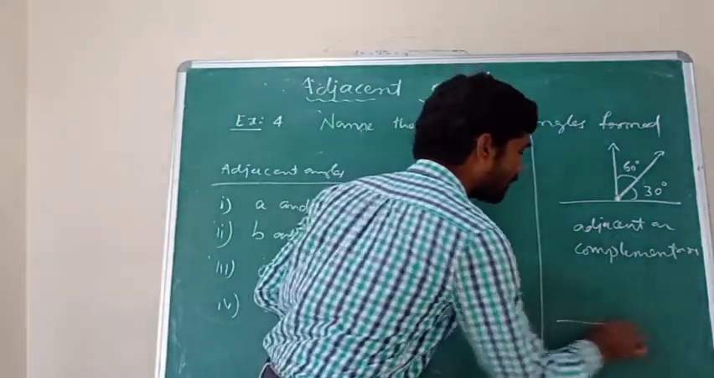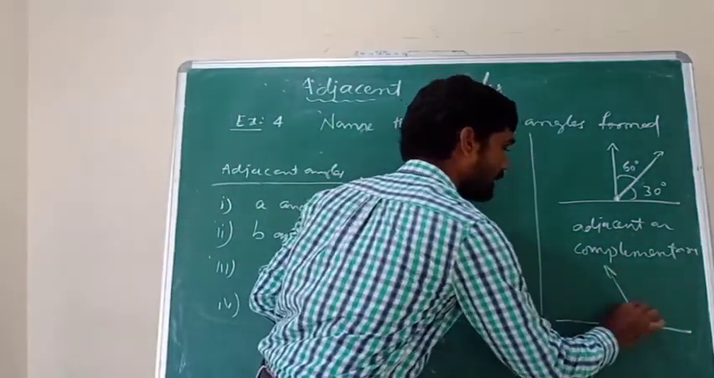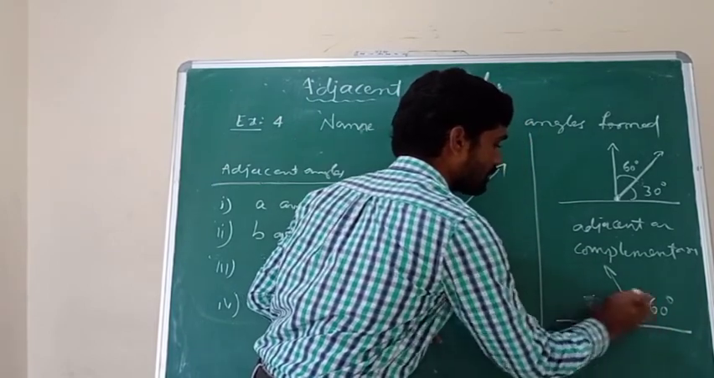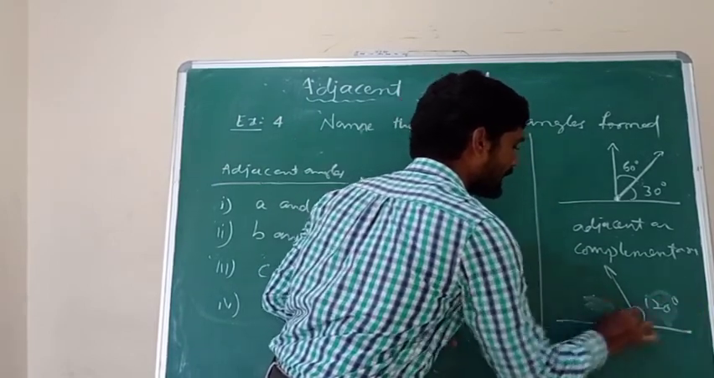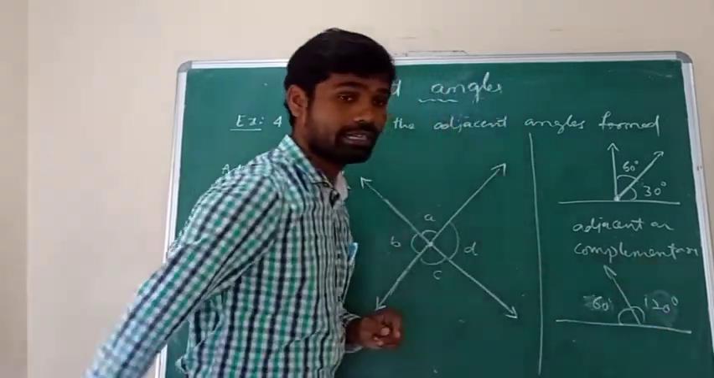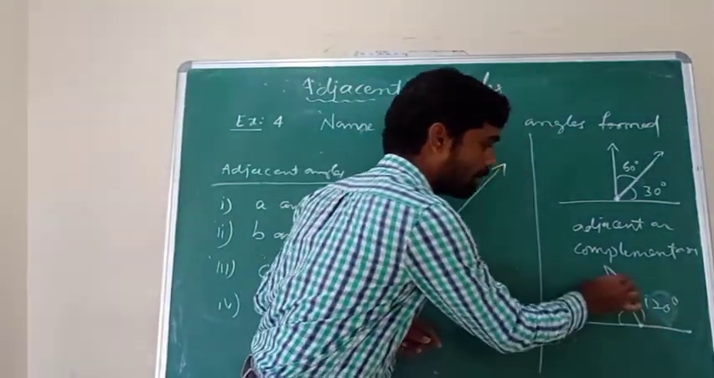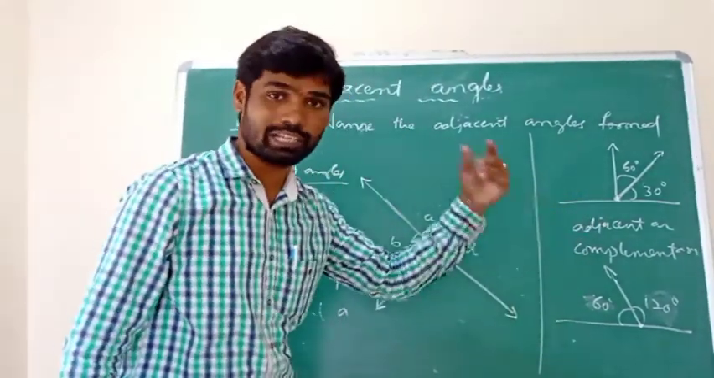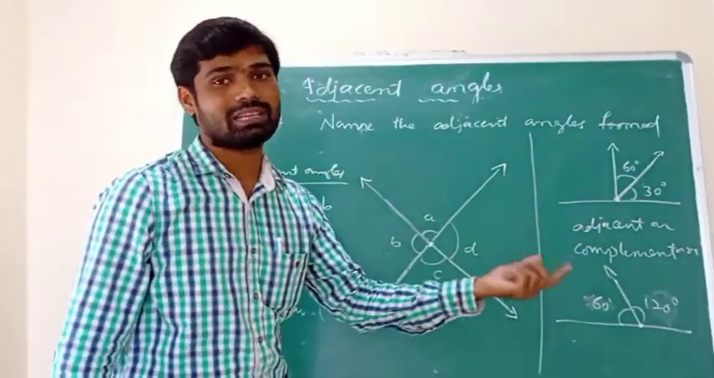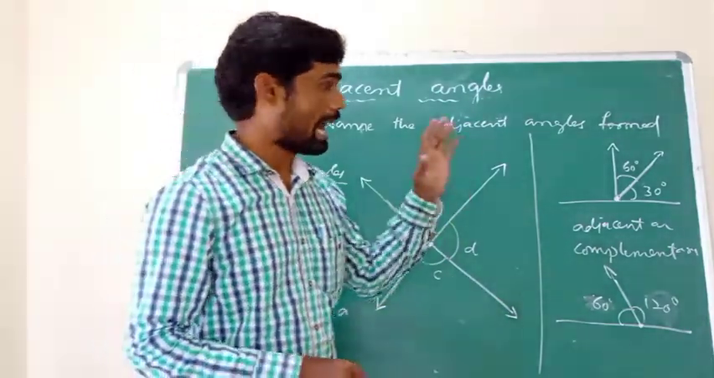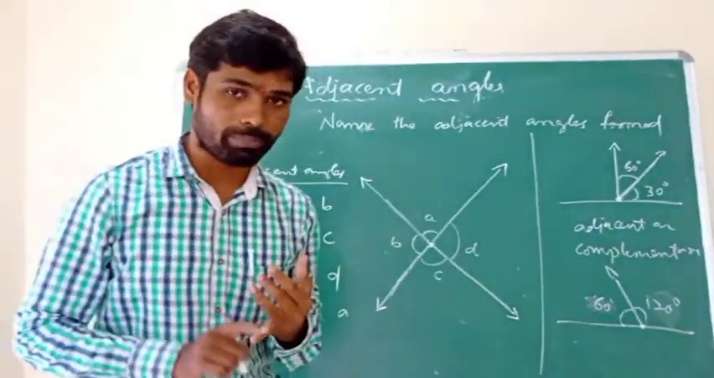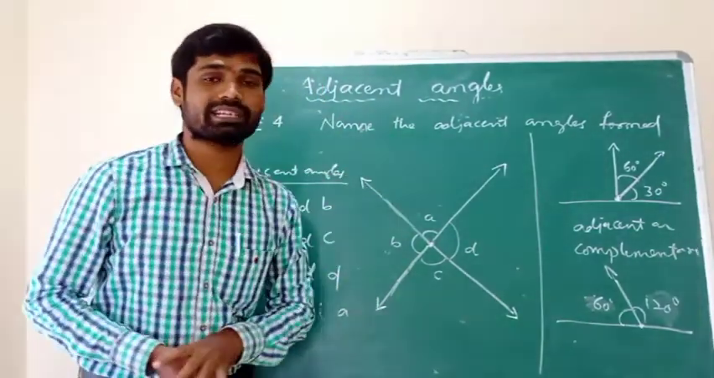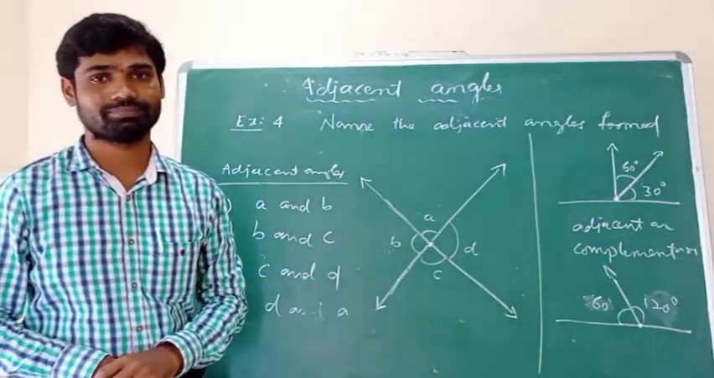Let us see one more. Here it is 120 degrees and here it is 60 degrees. They have a common vertex and a common arm, so they are adjacent angles, and 120 plus 60 is equal to 180, so they are supplementary angles. So adjacent angles can be complementary angles and supplementary angles. So this is about adjacent angles.